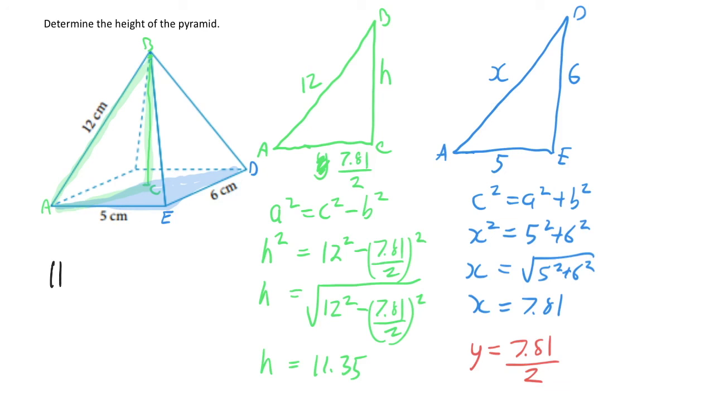So by using Pythagoras, I've been able to determine the height of the pyramid is 11.35 centimeters. That's an example of how we can use Pythagoras to calculate an unknown dimension within a 3D shape.